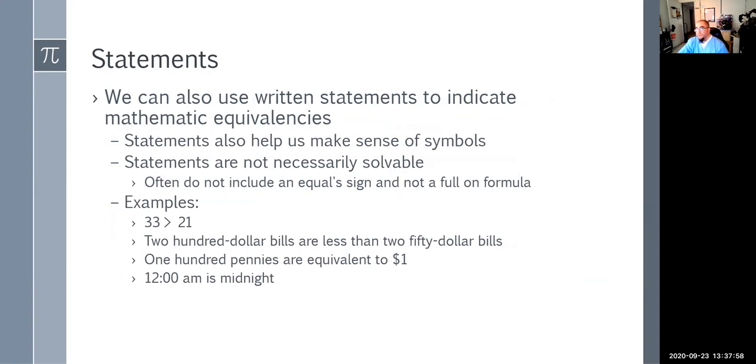33 is greater than 21. That's true. 33 can also be greater than or equal to 21 because of the or. $200 bills are less than $250 bills. If you didn't know that, your bills are in trouble. 100 pennies are equivalent to $1.